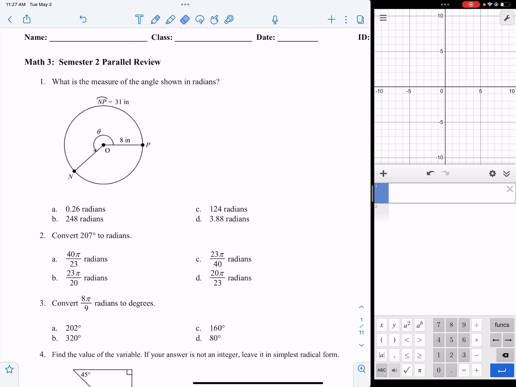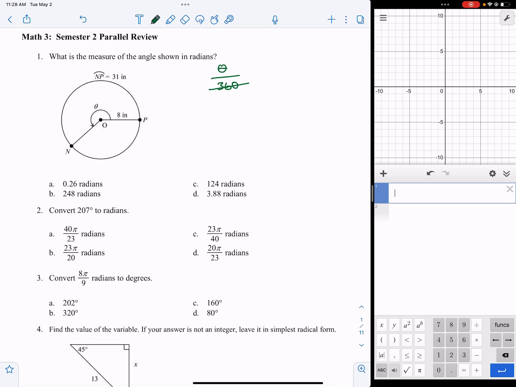All right, so we have to compare the angle they want, which is theta, to the entire circle, all the way around. If this was degrees, it'd be 360 degrees all the way around the circle. But it's not degrees, it's in terms of radians, so that's 2 pi. So part over whole equals part of the distance over the whole distance. Theta is 31, distance-wise, not degrees or radians, but distance. The whole distance is circumference, which is 2 pi r.